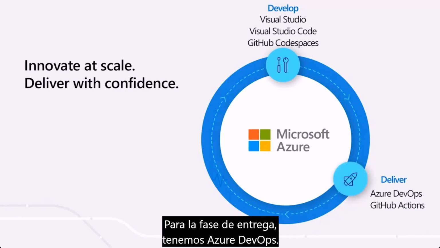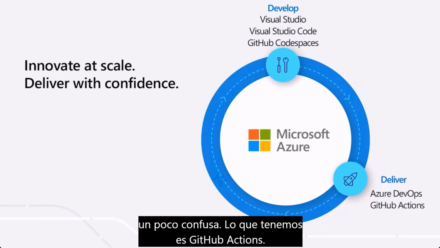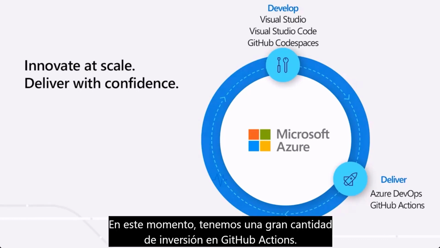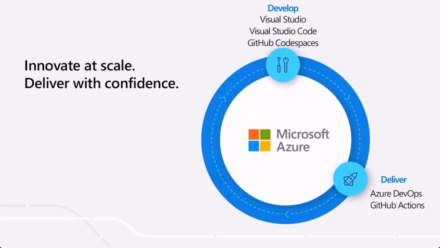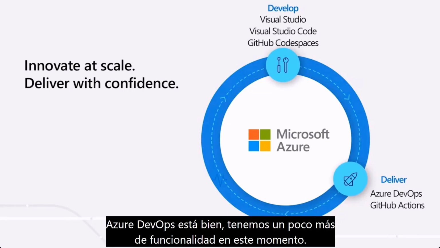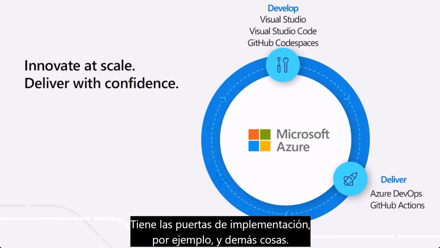In the delivery phase, we have you covered. We have Azure DevOps, we have GitHub Actions. The difference between the two is sometimes a little bit confusing, but really what we can say is that we have a lot of investment going into GitHub Actions at the moment. You can do a lot of things. It's very comfortable. You have your actions, which are really a part of your repository. Azure DevOps is where we have a little bit more functionality at the moment. You have things like deployment gates, for example, etc.